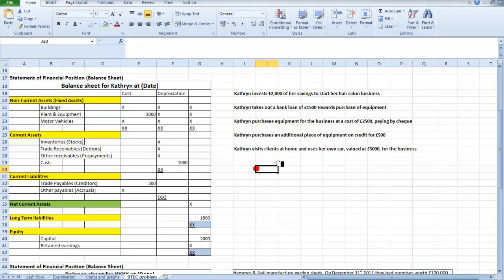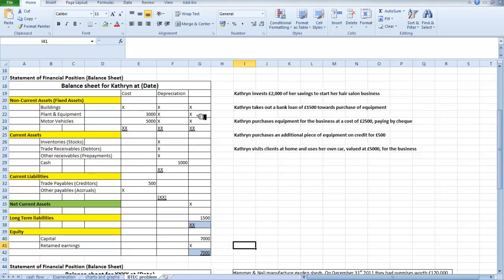And now Catherine visits clients at home, uses her own car valued at 5,000 for the business. So she has a motor vehicle which is valued at 5,000, and she's contributed another 5,000 towards capital, which then becomes 7,000. So there are no retained earnings at this point, so her total for equity is 7,000.